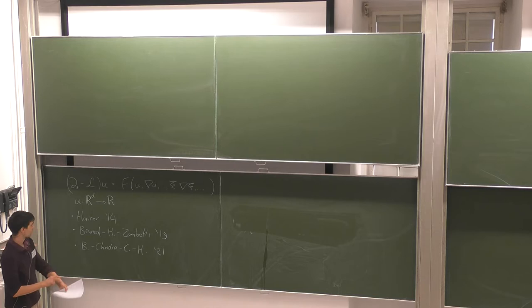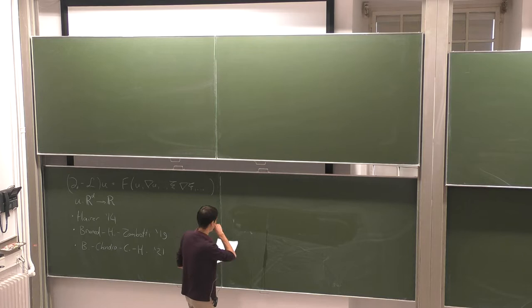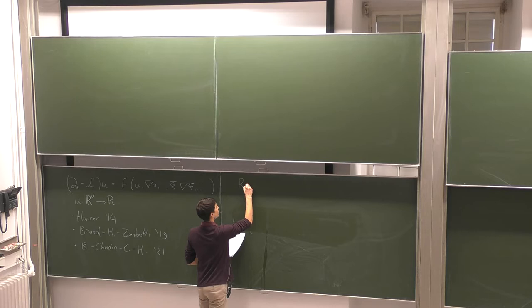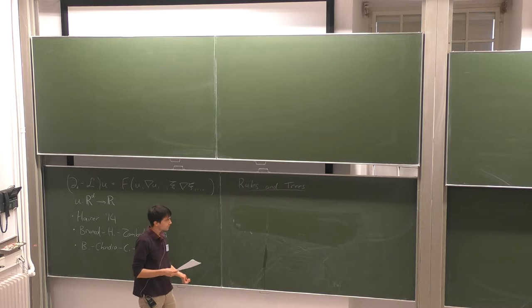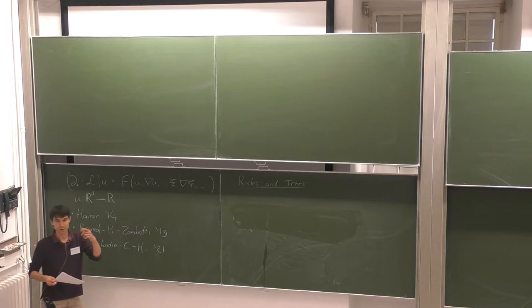Let me begin with a section I'll call rules and trees. Maybe I'll finish this section even in this lecture, maybe not. I want to give a systematic way of defining some of the objects that Lorenzo was speaking about in his previous lecture.